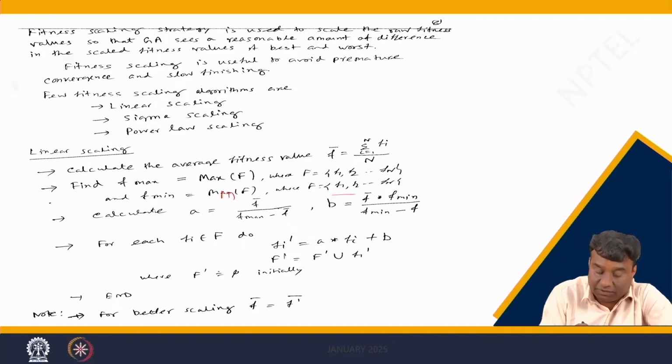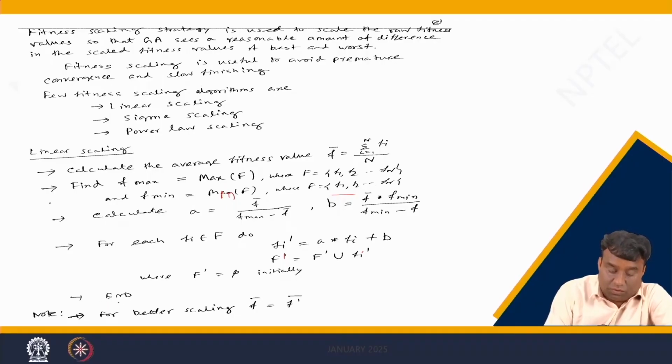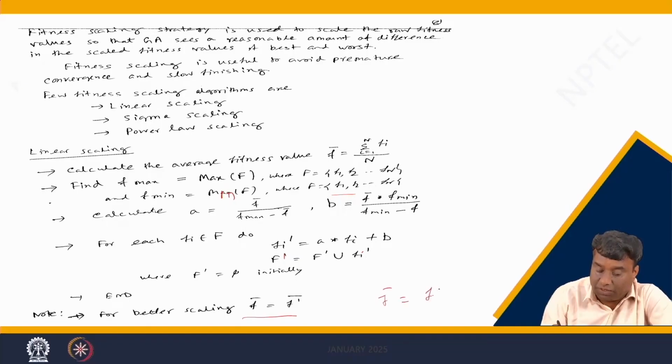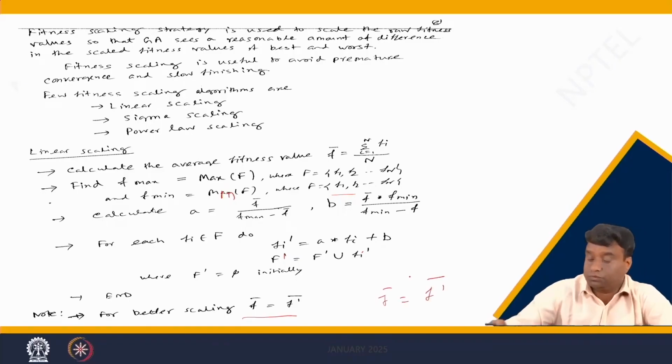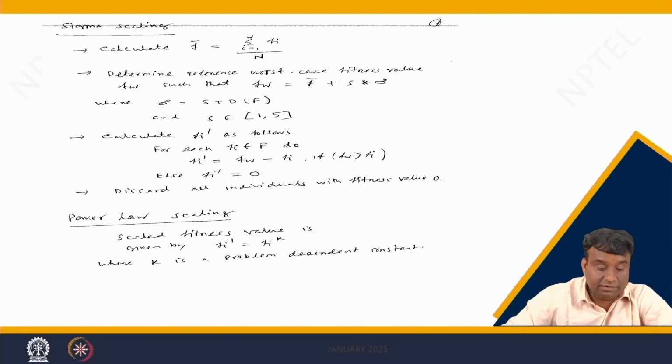And initially F dash is empty. So F dash will be F dash union Fi dash. Then we can edit for better scaling. This should be the same: F bar equal to F dash bar. So that is for linear scaling.